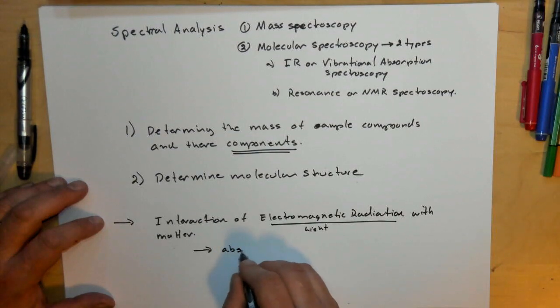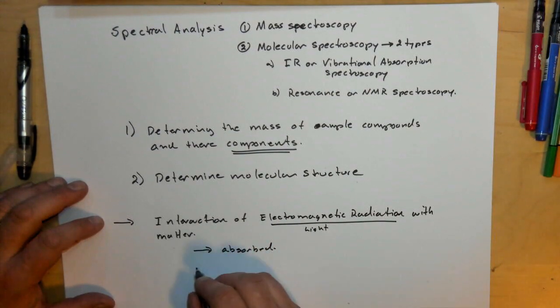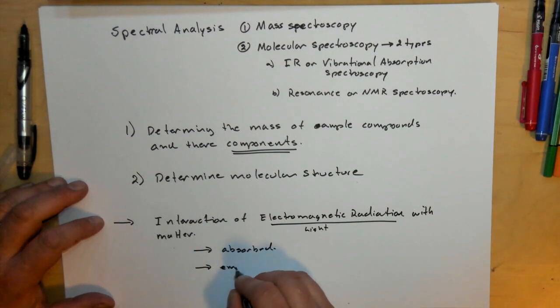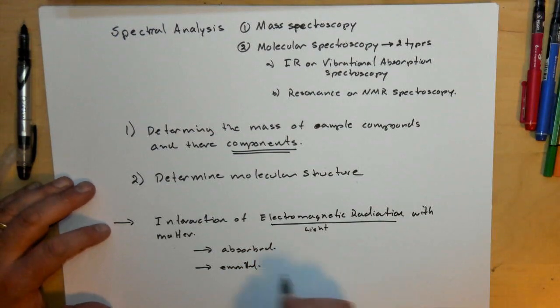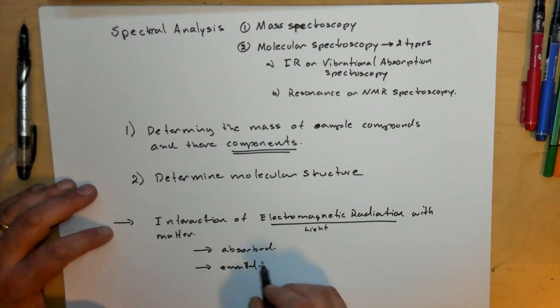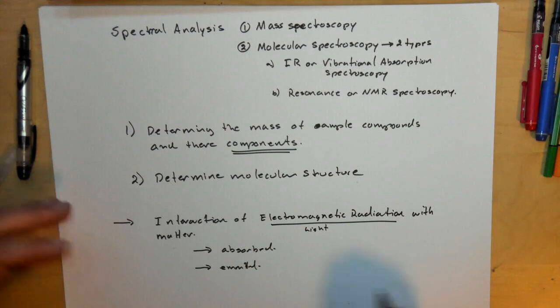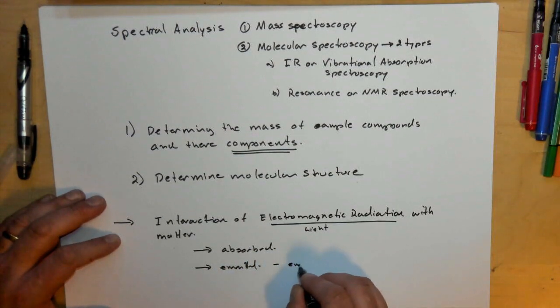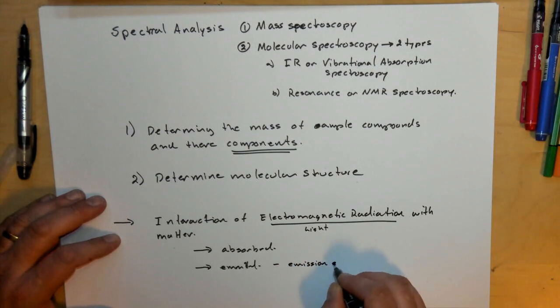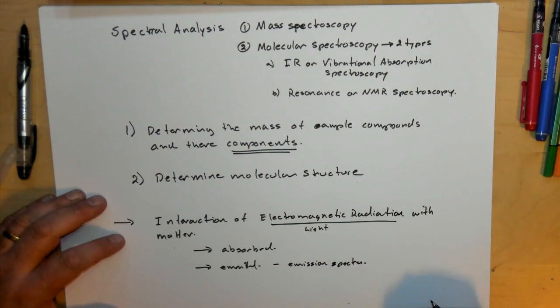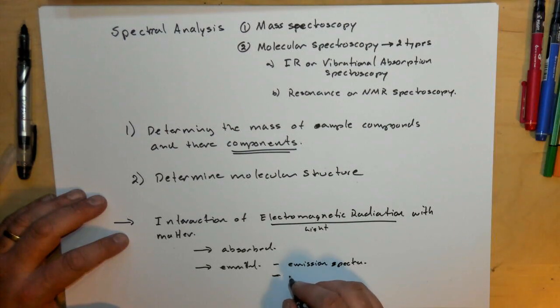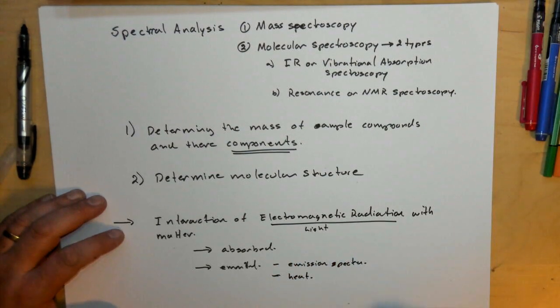can either be absorbed or it can be emitted. Now, by matter. So if we add energy to a sample and it gives off light, then that's called emission. So then we can have emission spectra. But we can also have some other things, like if you add energy, you can also get changes in heat, for example.